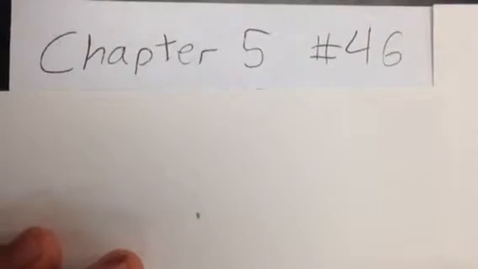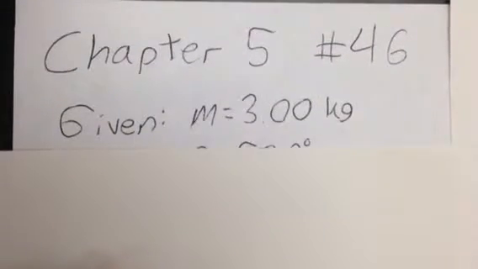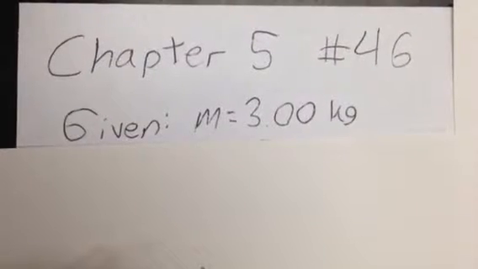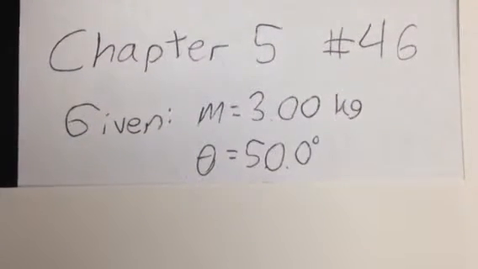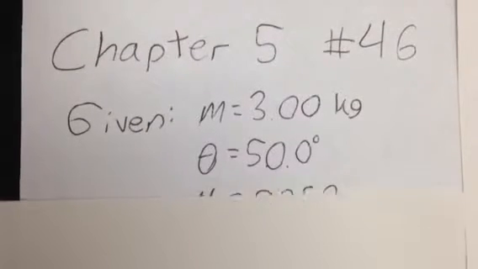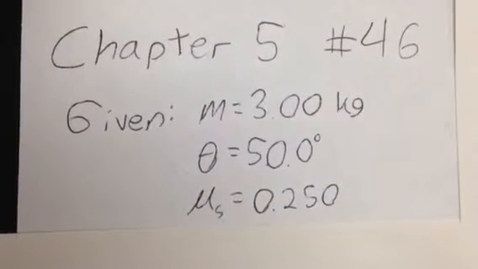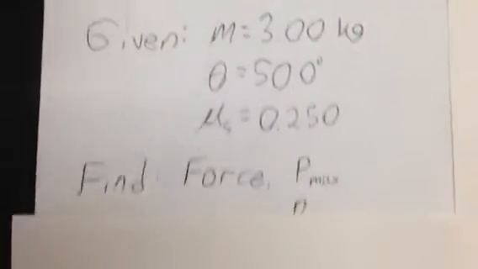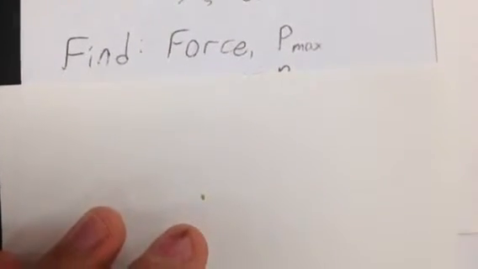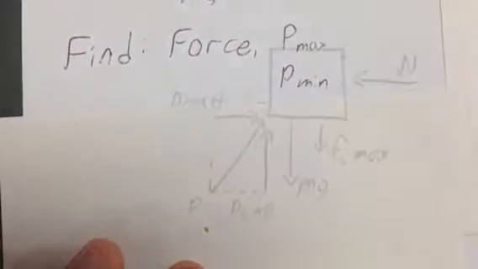This is chapter 5, number 46. For the given, we have mass is 3.00 kilograms, the angle is 50 degrees, and the coefficient of static friction is 0.25. We have to find force P max and P minimum.